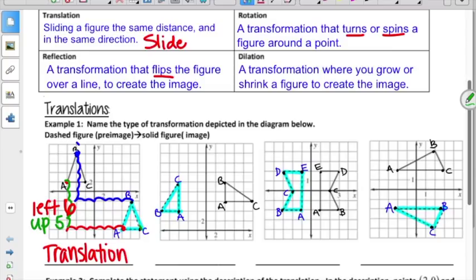And we're going to put a little apostrophe after the letters on our black and white triangle. That shows us that that's the image, not the original.